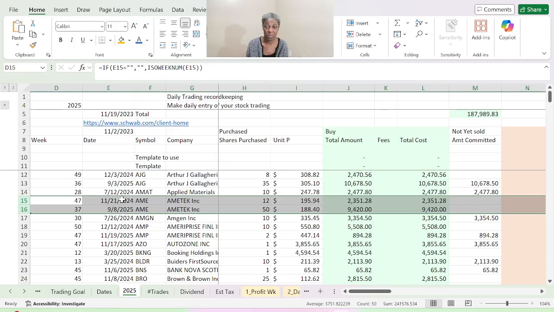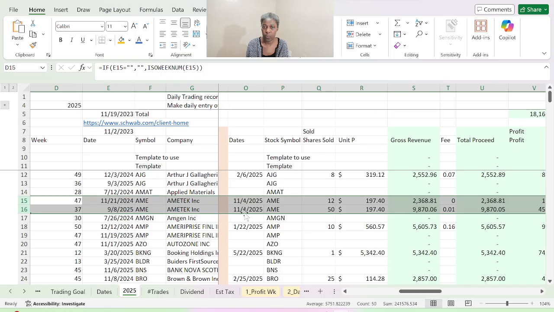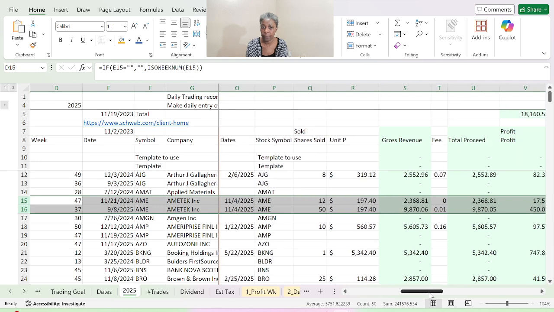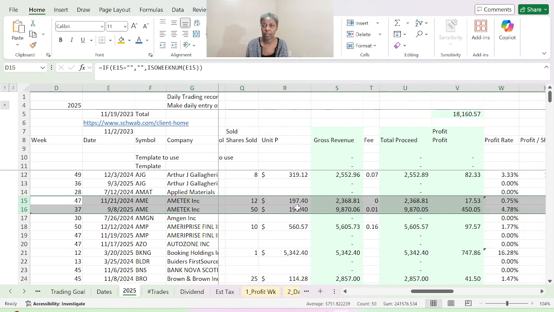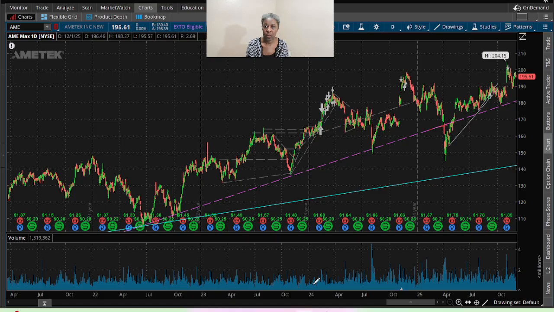We purchased it before, probably at a higher price in 2024 for $195, and we purchased it again in September for $188 a share, and we sold both in November last month for $197 per share. We made about $400 in profits, and that was $9 profit per share for one, and the first one we purchased was about $1 profit per share. So let's go back and take a look at it.